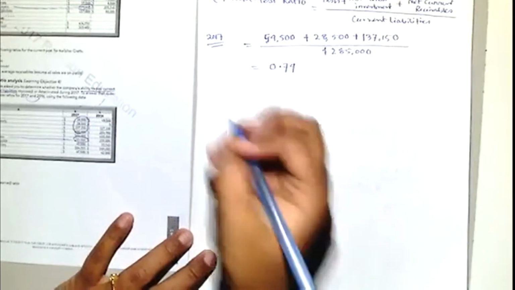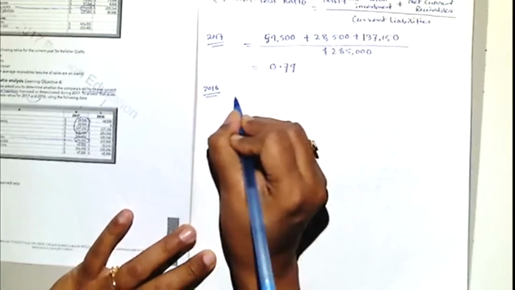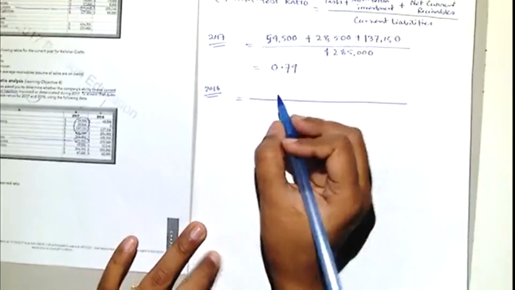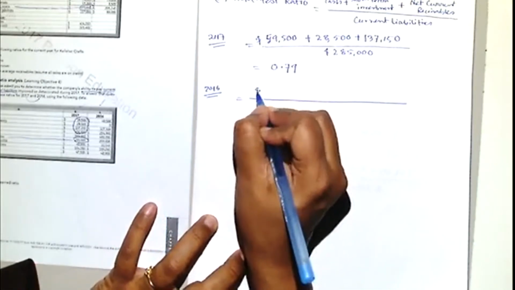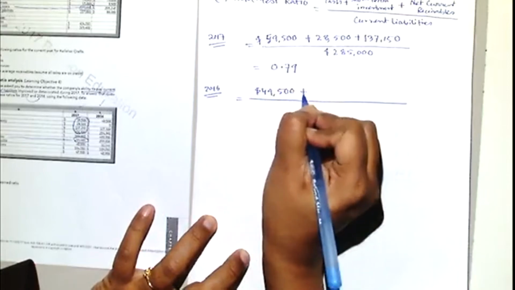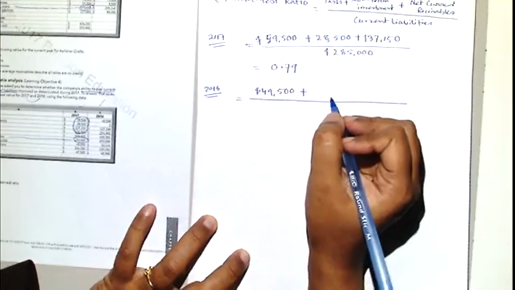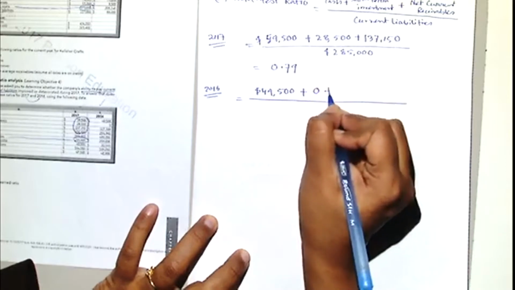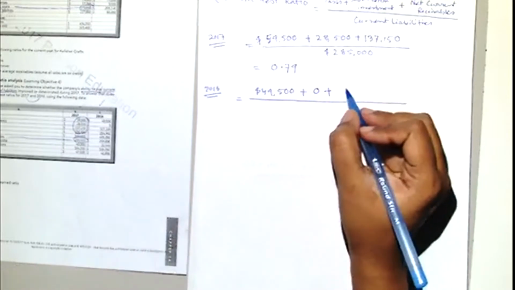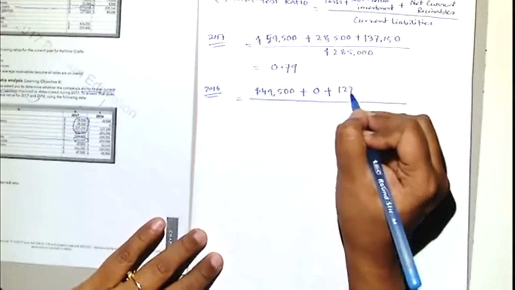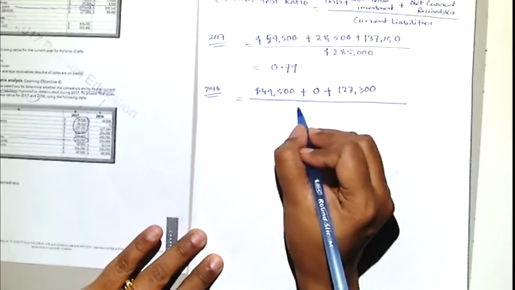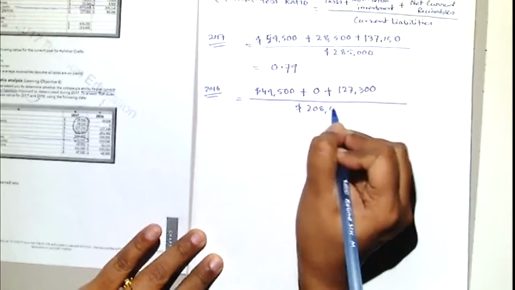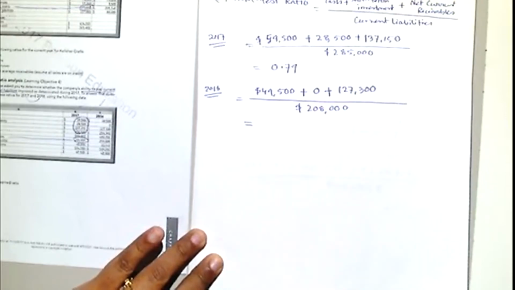Now let's try to do it for 2016. And who can help me telling me the 2016's numbers? Yes, please, Kyle. 49,500, that's your cash. Okay, no short-term investments, and receivables are 127,300. Good. And your current liabilities, 208,000. Great, Kyle.